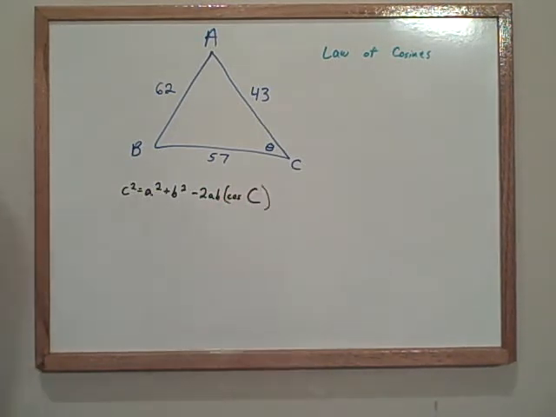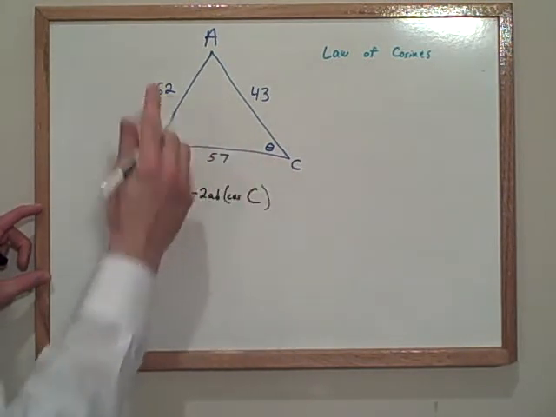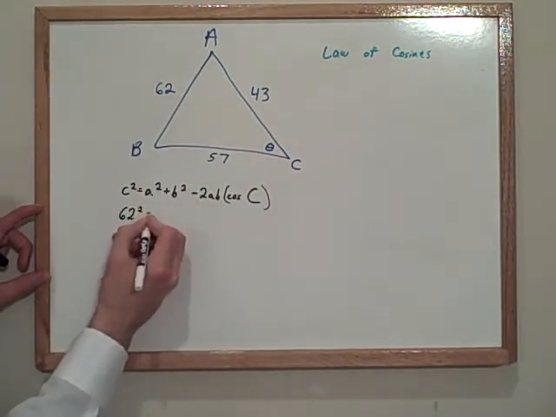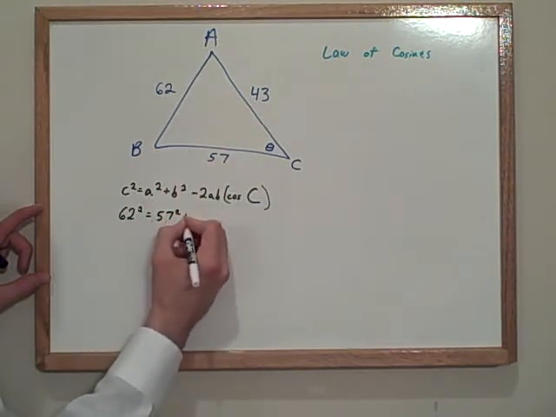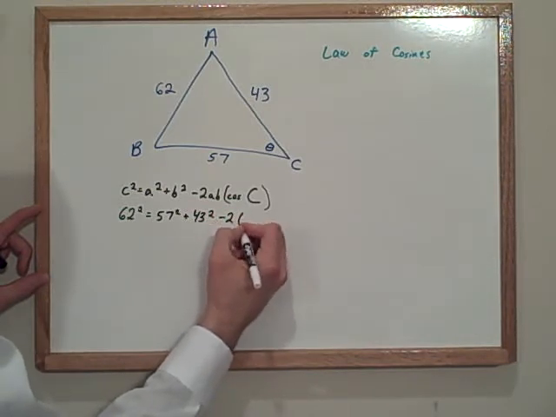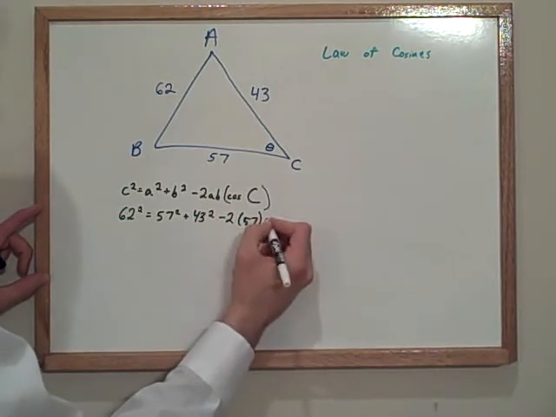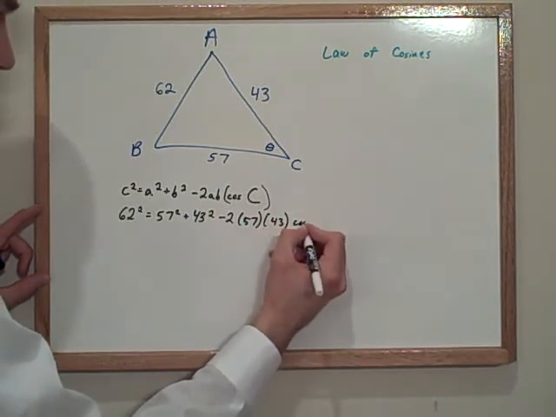So that's the piece of it that helps it work when it's not a right triangle. And we're going to plug the numbers in. Now, again, little letters are across from big letters. So little c is across from big C, so this is 62. Little a is 57. And little b is 43. Minus 2 times a times b times the cosine of c.